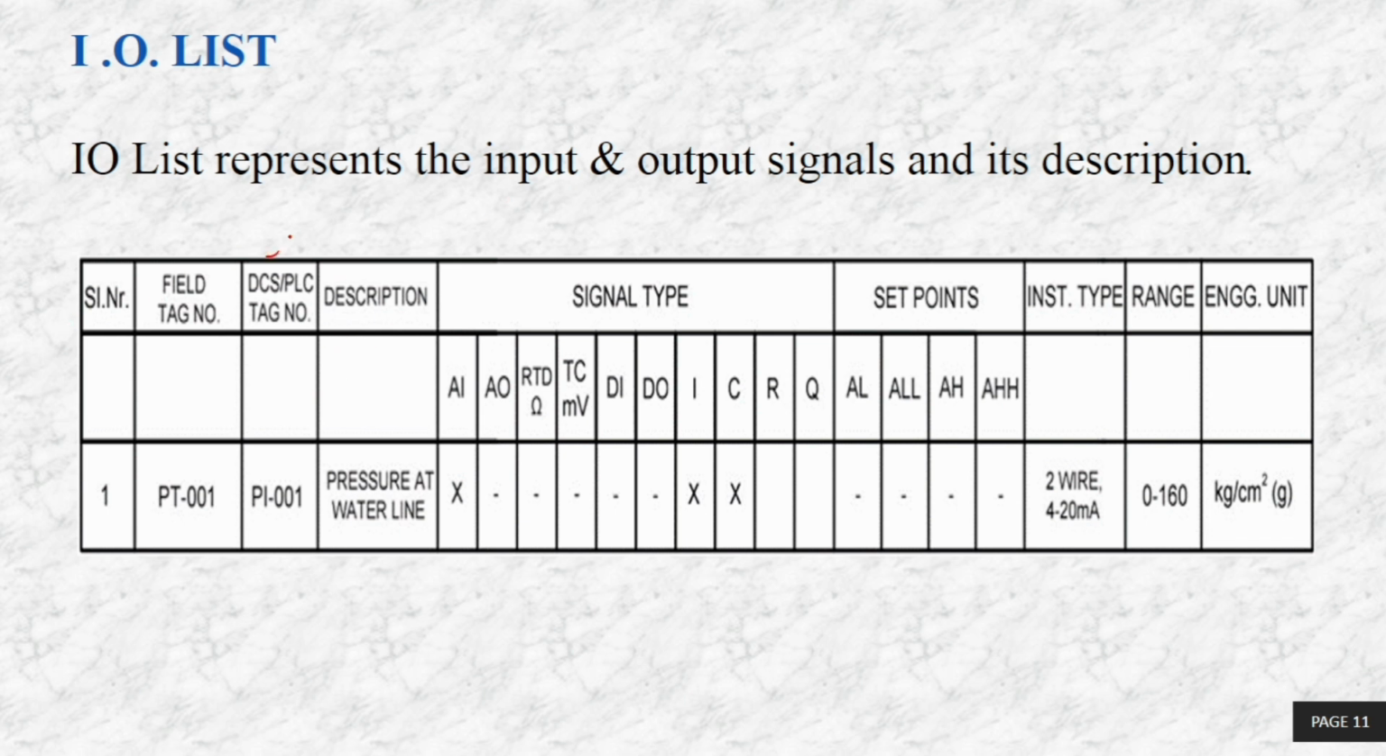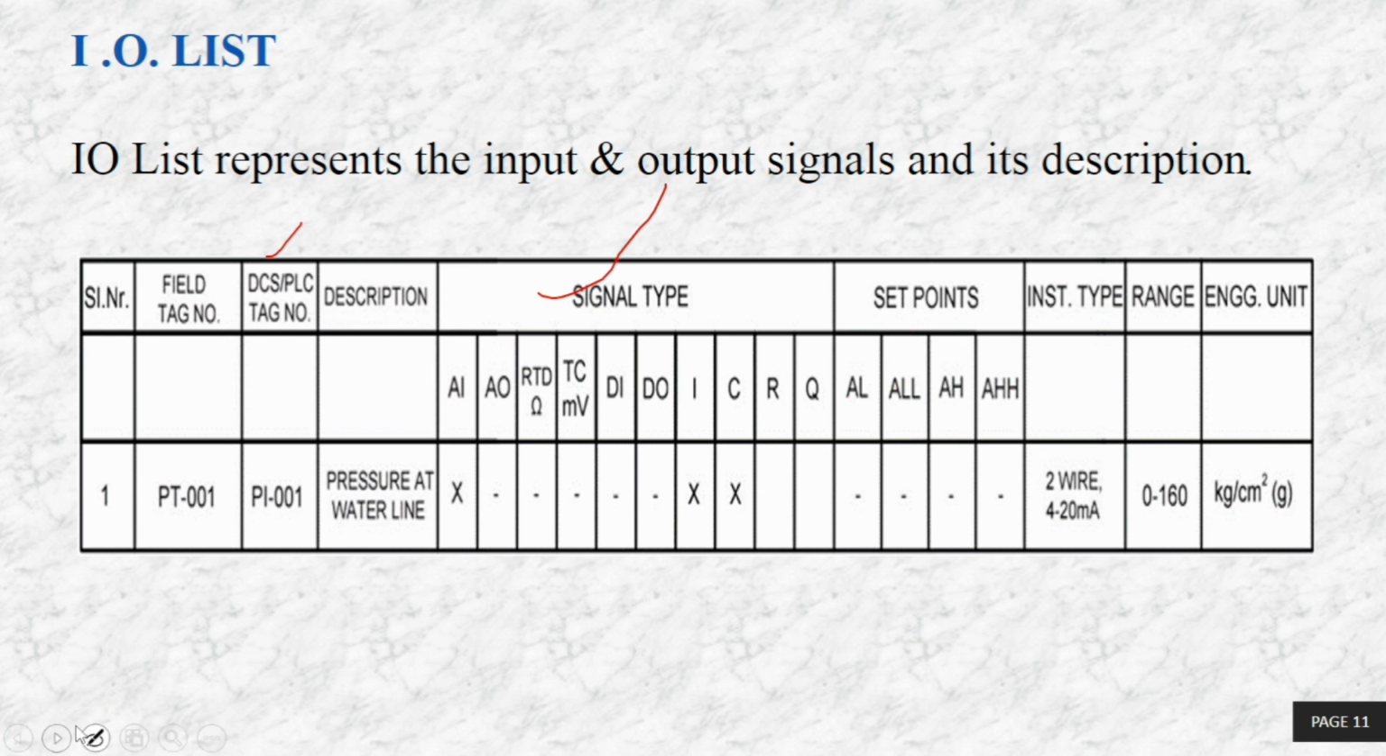There are some new things. You will get the DCS and PLC tag numbers. There is some difference between the field tag number and the PLC tag number, like PT00 and PI00. The description will be the same, but here you will learn the signal type. What is the signal type here? AI, AO, RTD, DI, everything you will learn. Set point, alarm low, this everything you will learn.